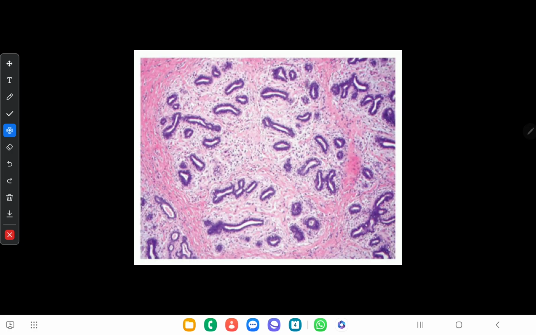Here is a picture of pericanalicular fibroadenoma. In pericanalicular fibroadenoma, epithelial component proliferation is more than the stromal component proliferation. Here you can see they are not compressed like in the previous picture. This is a pericanalicular fibroadenoma.